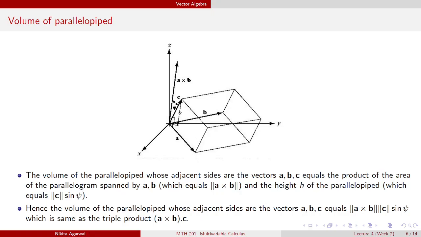I have made a slight mistake here. So in the dot product you get cosine psi, right? So you should get cosine psi here, and this is what you will get here.